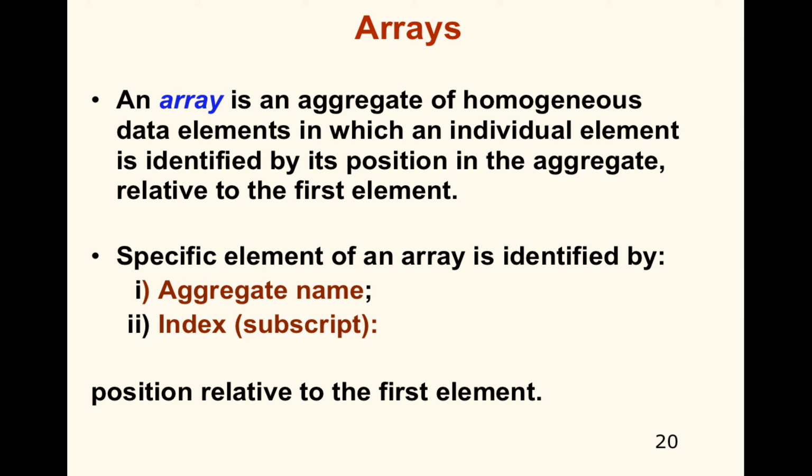So now C and C++ do support the array. I've been talking about arrays so far, so arrays are pretty interesting. The array is an aggregate of homogeneous data elements. We know that already. And they're identified by a position in the aggregate, usually by an index. So you specify the elements by the name and the index subscript, in relationship to the first one. So we have index 0, 1, 2, 3.